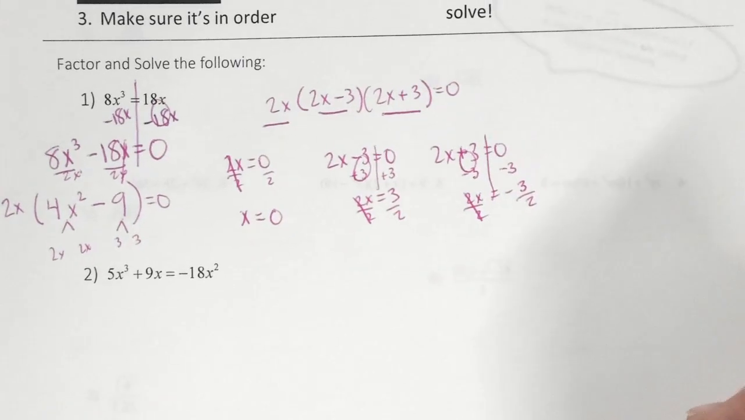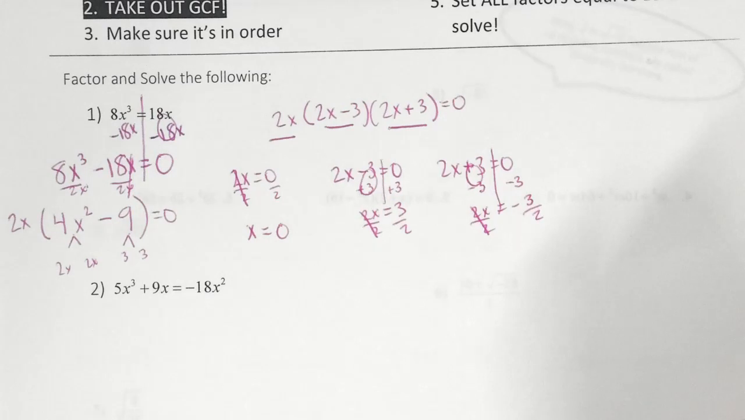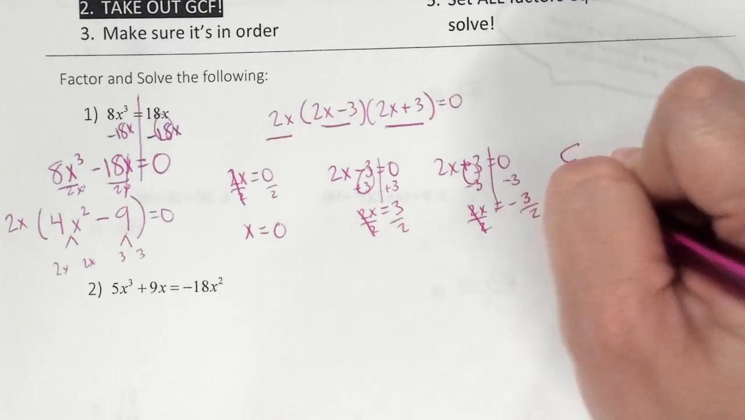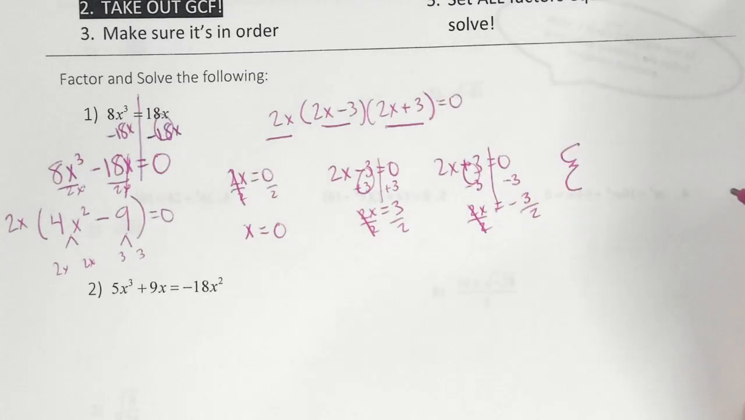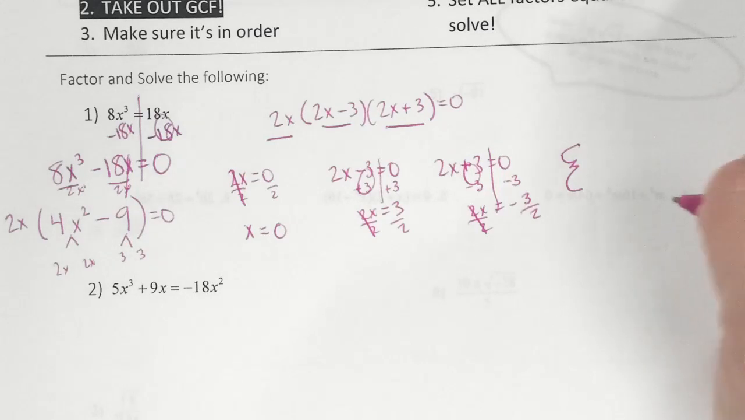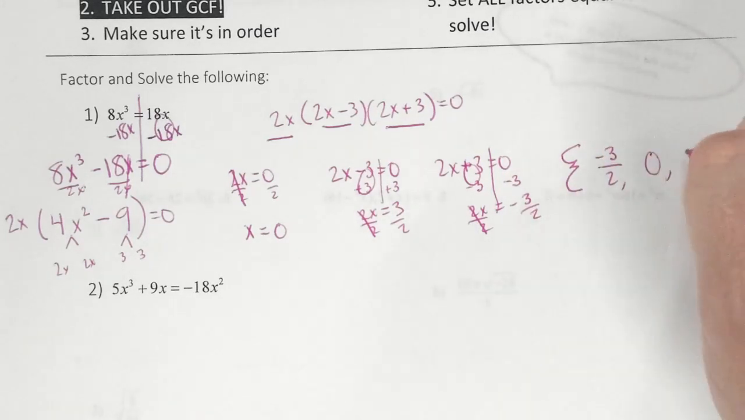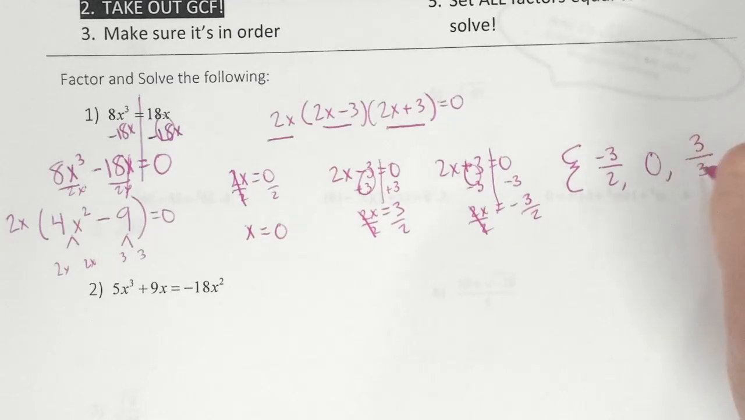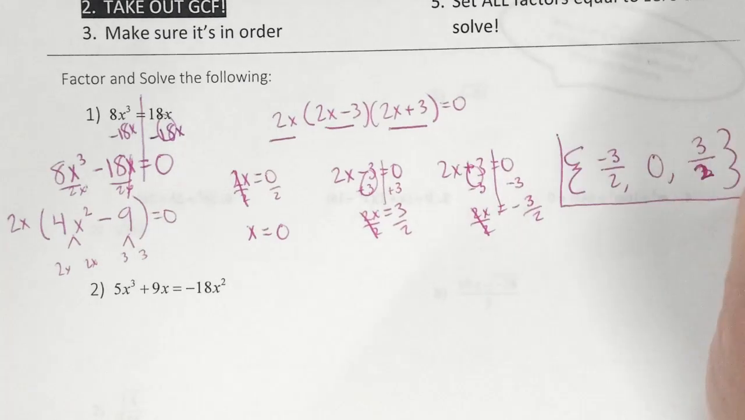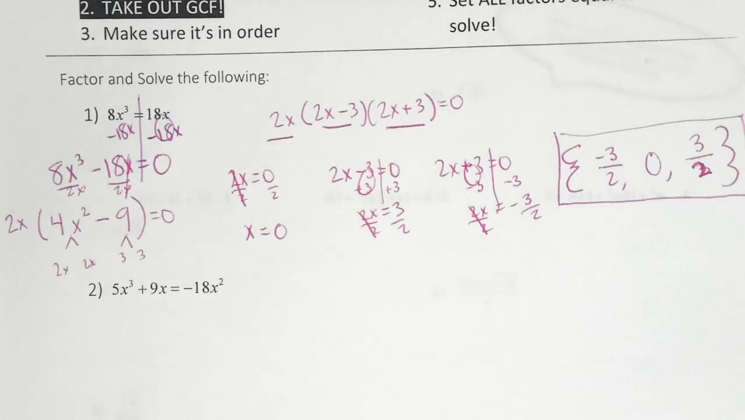And then we write our answers inside of the braces, the fancy brackets. And do I have a specific order for these brackets? Yes. Least to greatest. So negative 3 over 2, comma 0, comma positive 3 over 2. Oop, not 3 over 3. 3 over 2. You should be writing them least to greatest inside your fancy brackets.